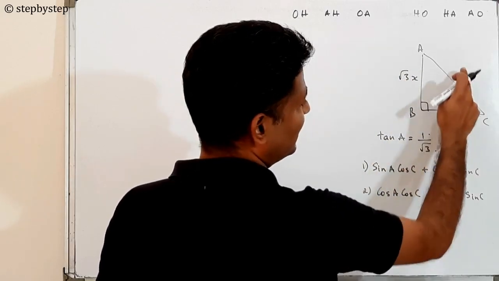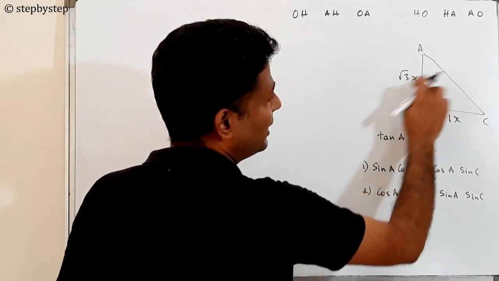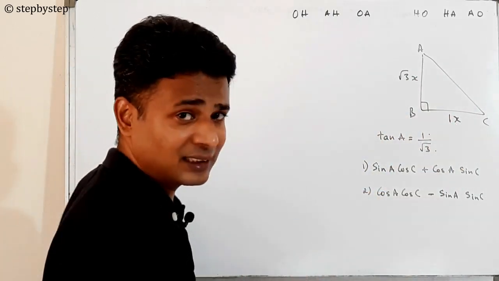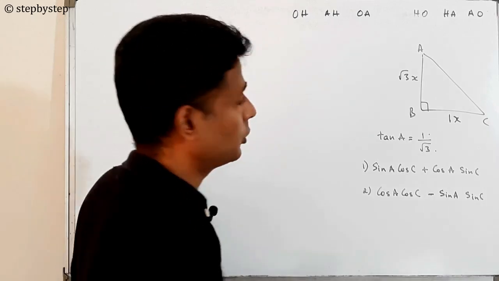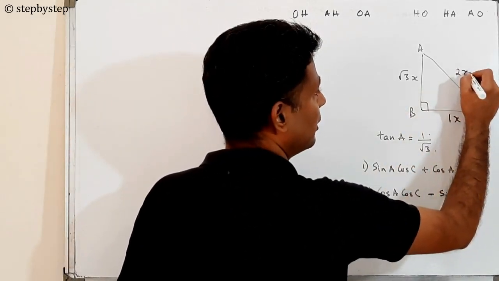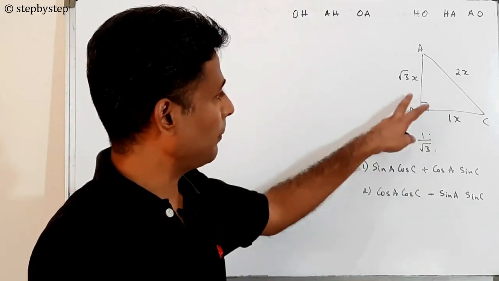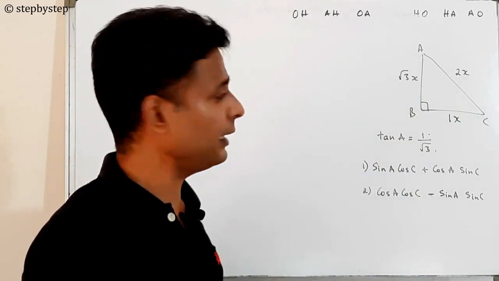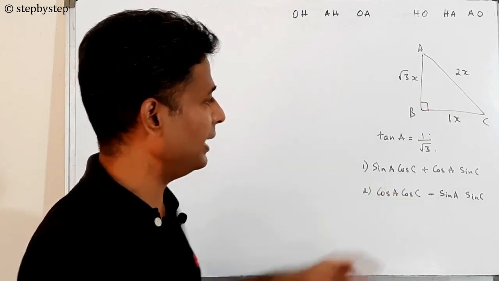Now using Pythagoras theorem, we have to find this. This will be this square plus this square, that is root 3 square is 3 plus 1 square is 1, 4. So this will become root of 4, that is 2x. So using Pythagoras theorem, you can find this, right? So now that we have found all three sides, we can find this.